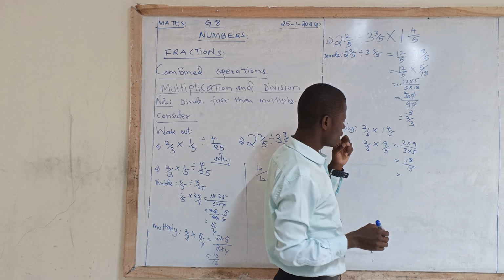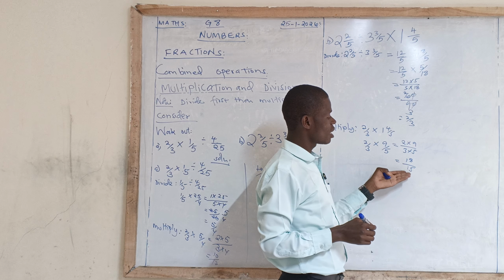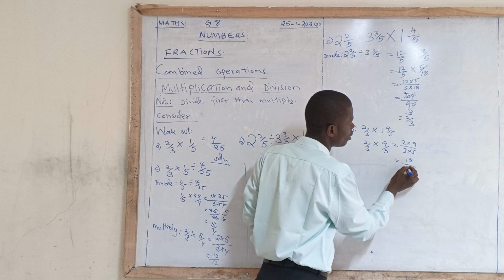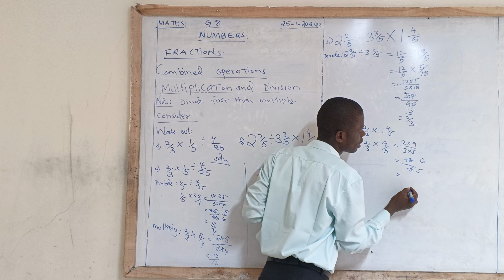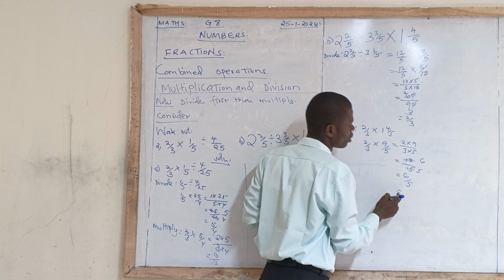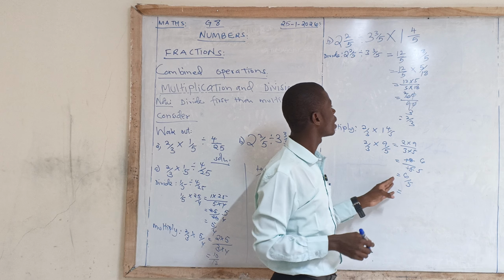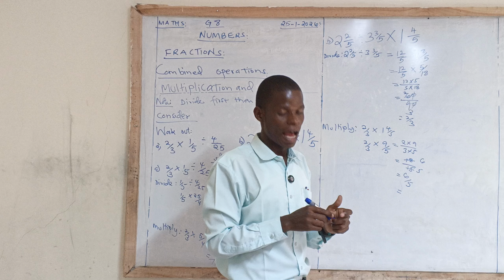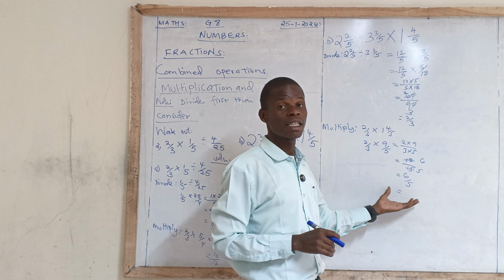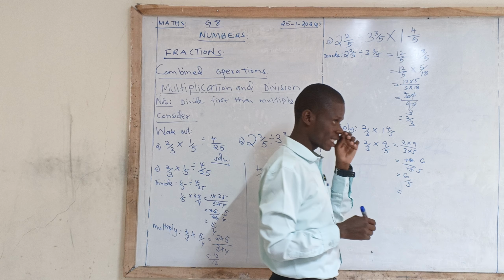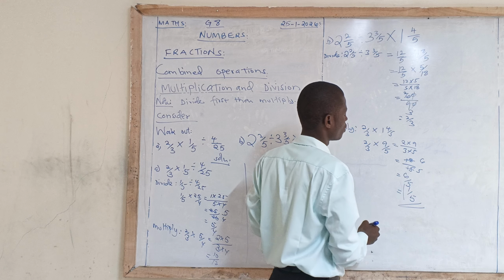Which number can divide 18 and 15? 2 cannot. Start with 3. 3 can divide 15, 3 can divide 18. So you say 3 divides 15, 5. 3 divides 18, 6. So it is 6 over 5. There's no number that can divide 6 and 5 apart from 1. So you just write this one as a mixed number. Remember, don't leave your answer as an improper fraction. Ensure that you leave your answer as a mixed number. How many 5s can we get in 6? That's only 1. There's a remainder of 1 out of 5.